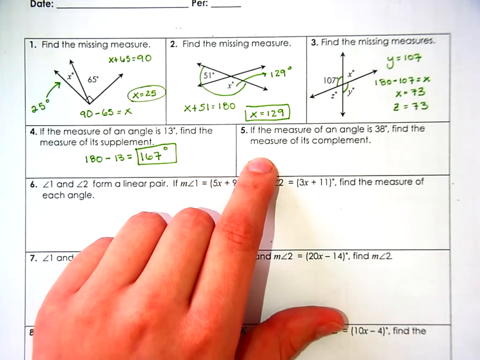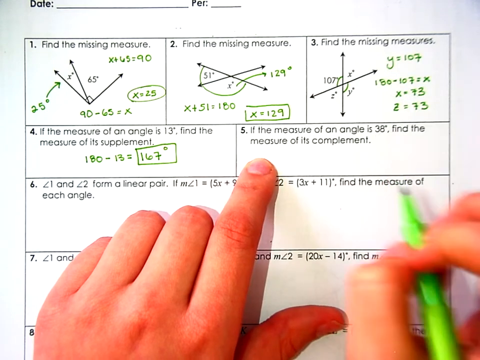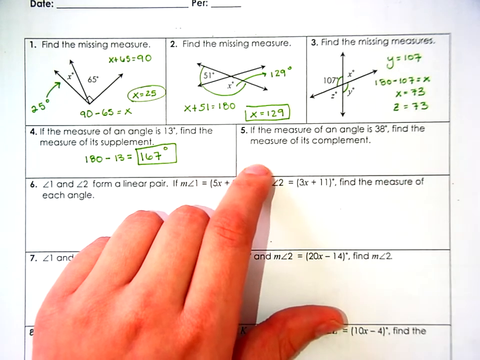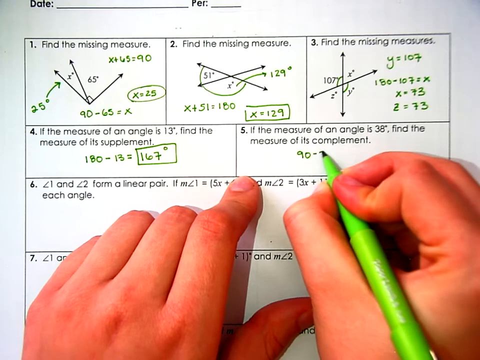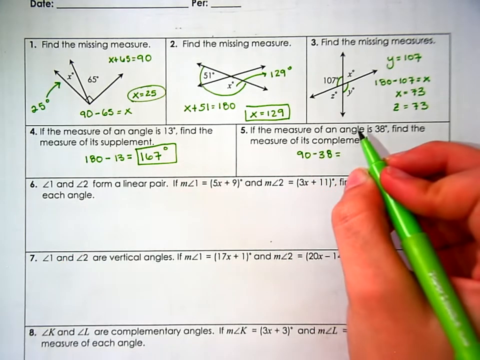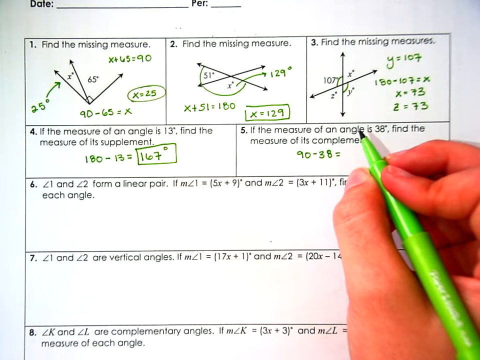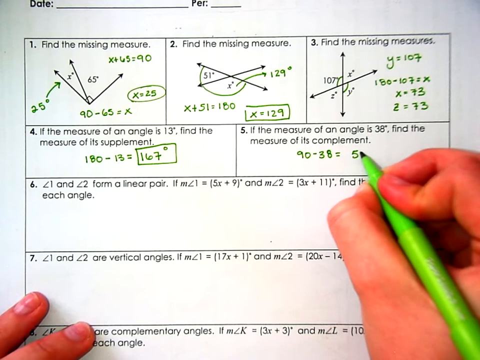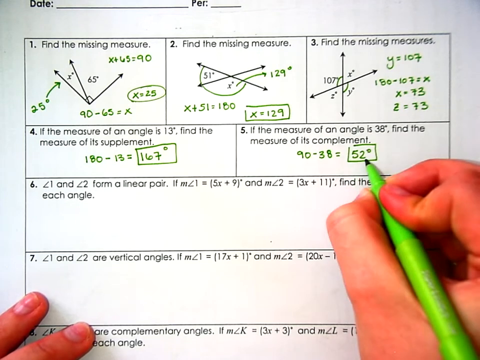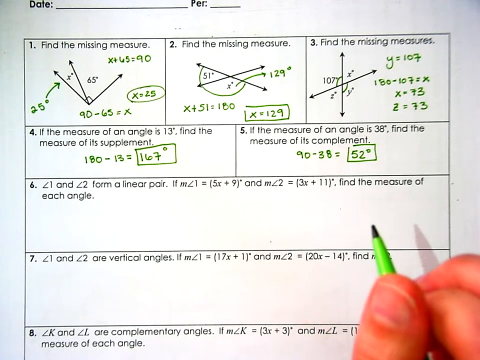Okay, similar here, but we're now finding the complement. That means that 38 plus some angle is going to give me 90 degrees. So I'm going to do 90, subtract 38. So 90 minus 38 is going to give me 52 degrees. So 52 is the complement to 38 degrees.